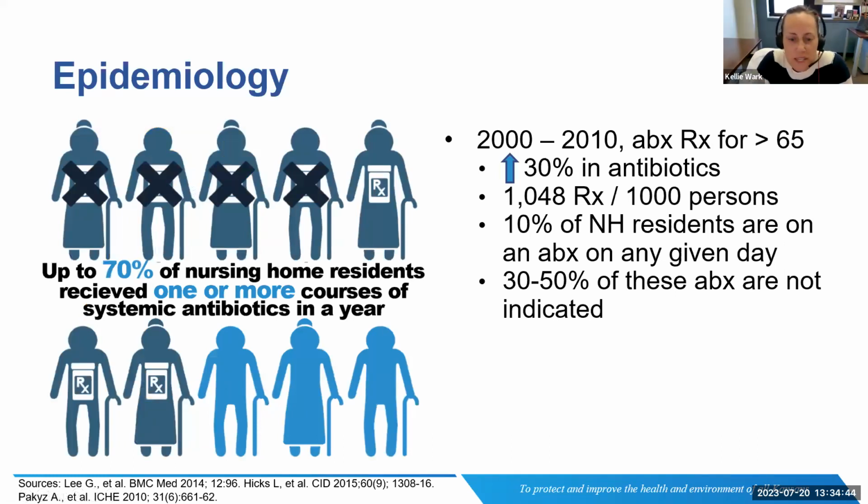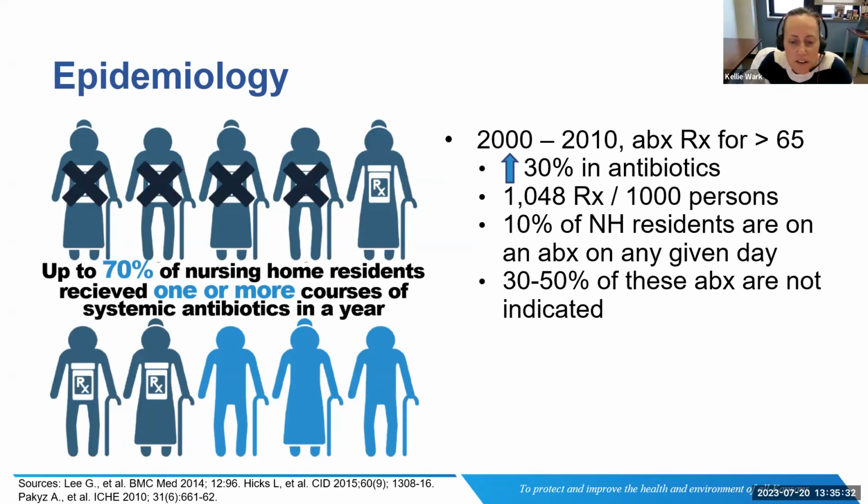So just a little bit of background in the epidemiology. From 2000 to 2010, this was an evaluation of antibiotic prescriptions for those over 65. So not just related to skin and wounds, but there actually was a significant increase in antibiotics for this population over age 65. And so the average person over 65 is getting prescribed more than one antibiotic course per year. But as we know, many people are accounting for multiple courses, but the average was 1,048 antibiotic prescriptions per 1,000 persons. And so at any one time, about 10% of people in nursing homes are actually on an antibiotic on any given day.